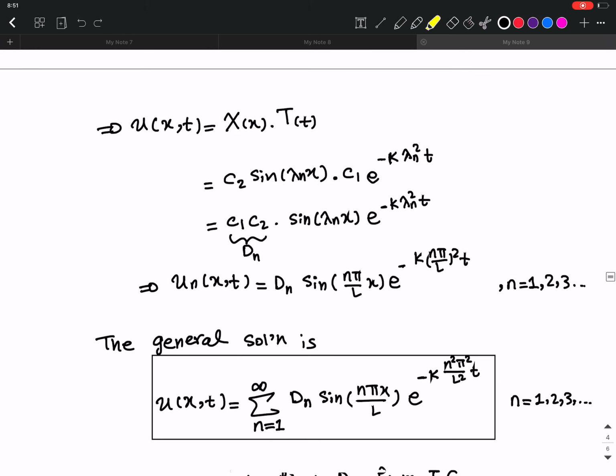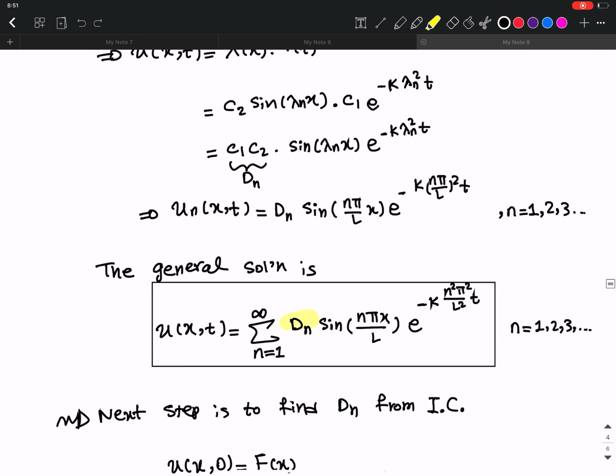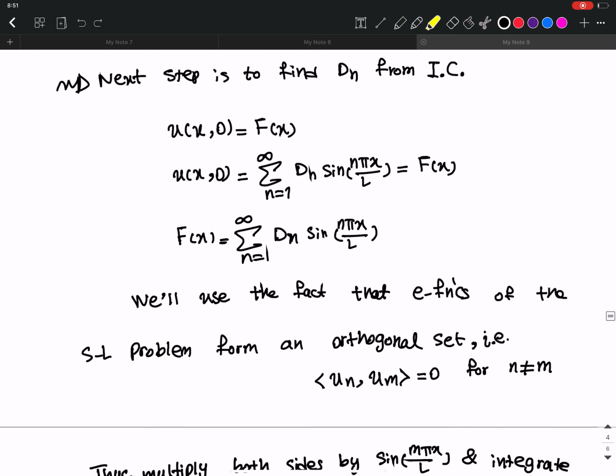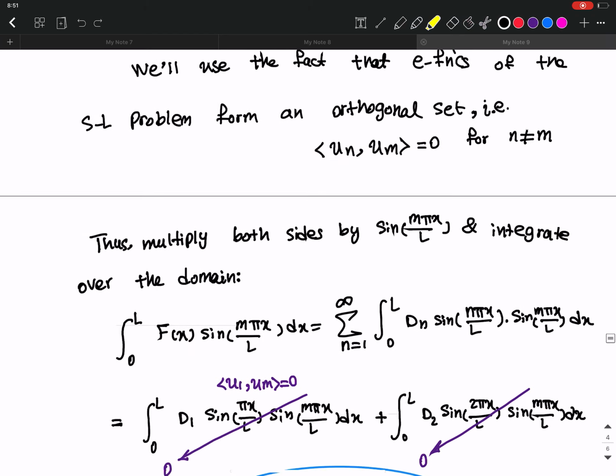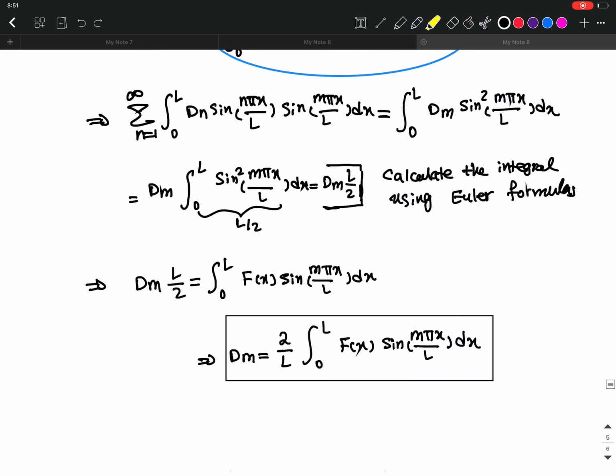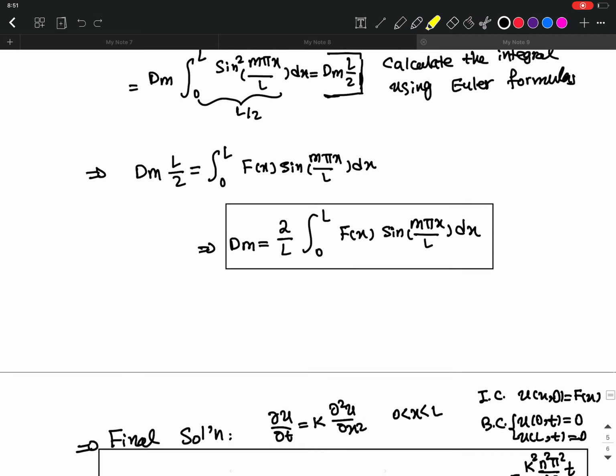And the only unknown here was the d n, the coefficient here. In order to find that, we use the fact that the eigenfunctions of the SL problem form an orthogonal set, so the inner product of u n and u m is going to be 0 for n not equal to m. And based on this, we open the summation, and we found a formula for d m, which is shown here, and also the initial condition based on these two.